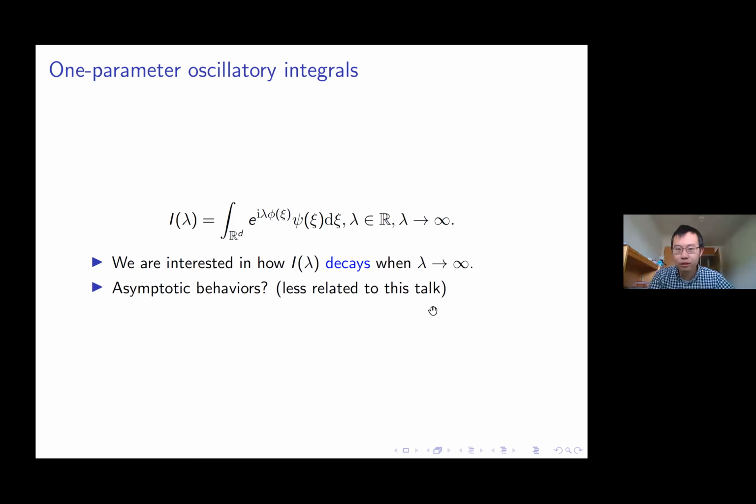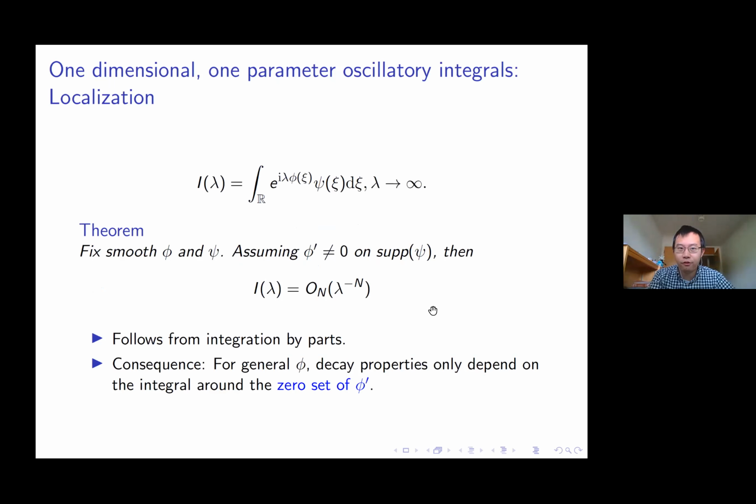In the one-dimensional setting, meaning that if you take this d to be 1, then we have a relatively complete theory or understanding of these one-parameter oscillatory integrals, and in general, a lot of other oscillatory integrals. I take the following three slides from Eli Stein's book, Harmonic Analysis.